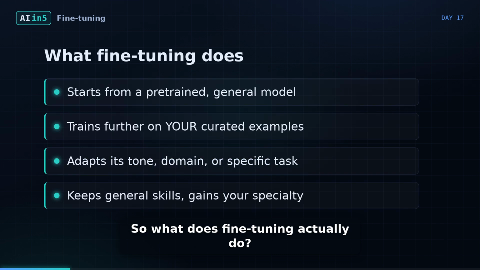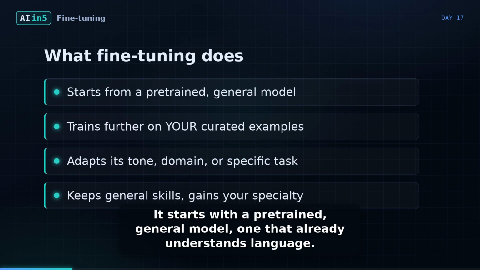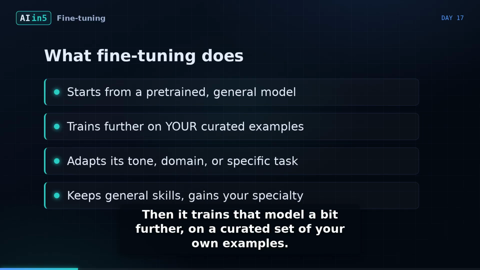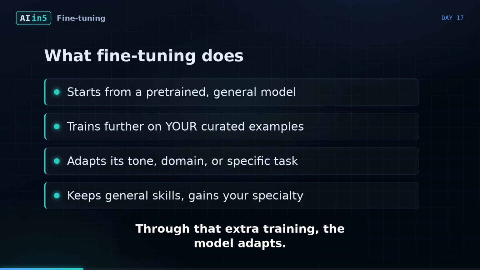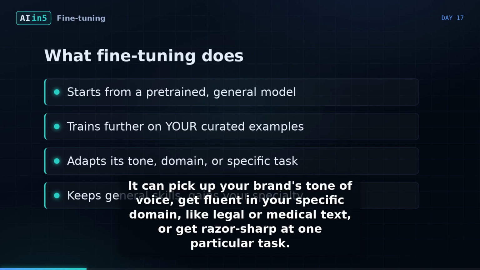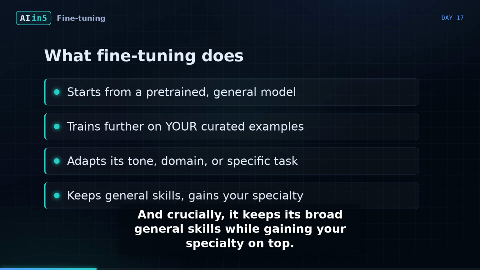So what does fine-tuning actually do? It starts with a pre-trained, general model, one that already understands language. Then it trains that model a bit further on a curated set of your own examples. Through that extra training, the model adapts. It can pick up your brand's tone of voice, get fluent in your specific domain, like legal or medical text, or get razor-sharp at one particular task. And crucially, it keeps its broad general skills while gaining your specialty on top.